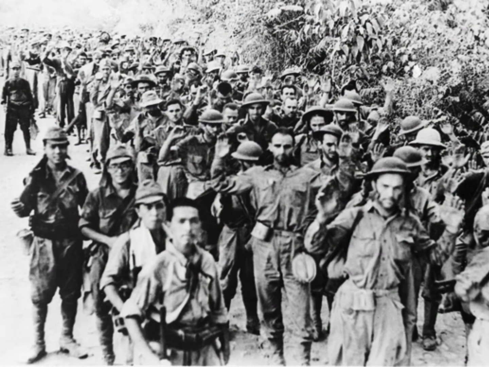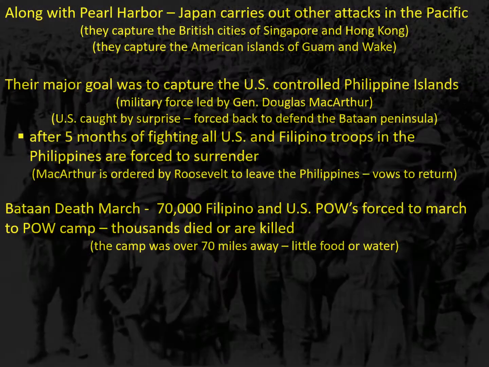Here we see American soldiers being led by the Japanese to the prisoner of war camp. The Japanese had very little respect for anyone who surrendered, so they had no compulsion whatsoever to kill any prisoner of war.